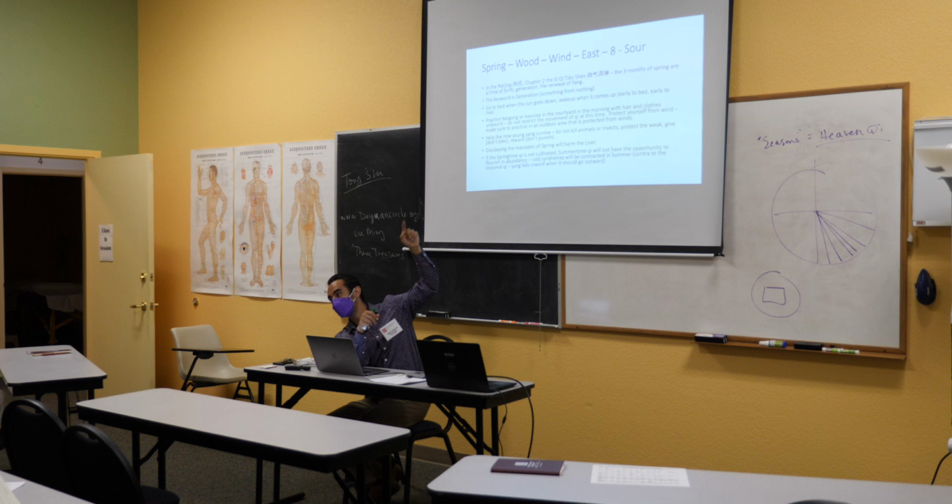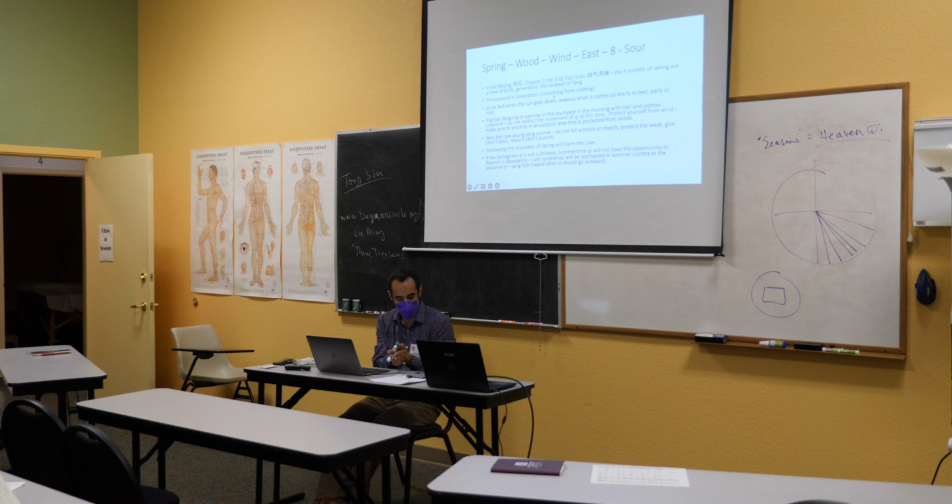In the Neijing chapter 2, the Si Qi Tiao Shen, how to use the four seasons to regulate our spirit, the 3 months of spring are a time of birth, generation, and renewal of Yang. Keyword is generation, and generation means from nothing to something. So the springtime is when we suddenly see insects come out of the ground, when we suddenly see buds arrive on the plants, when we suddenly see the new baby animals show up. Seems like they came from nowhere, and actually they did. It is kind of magical.